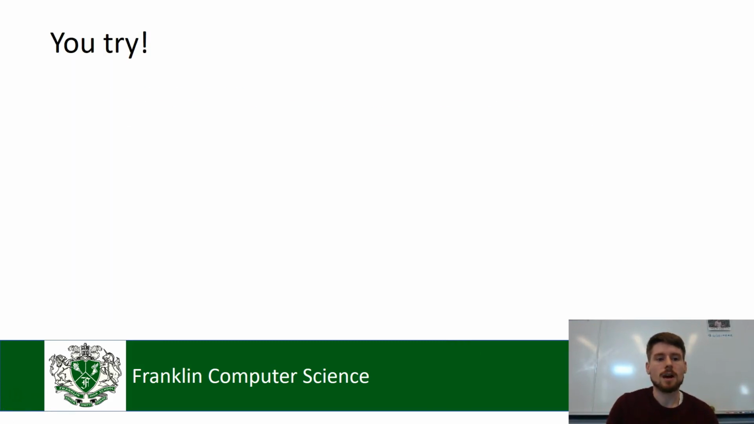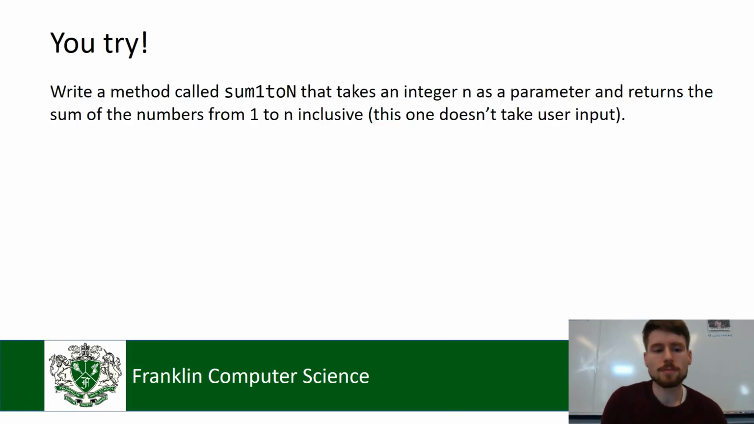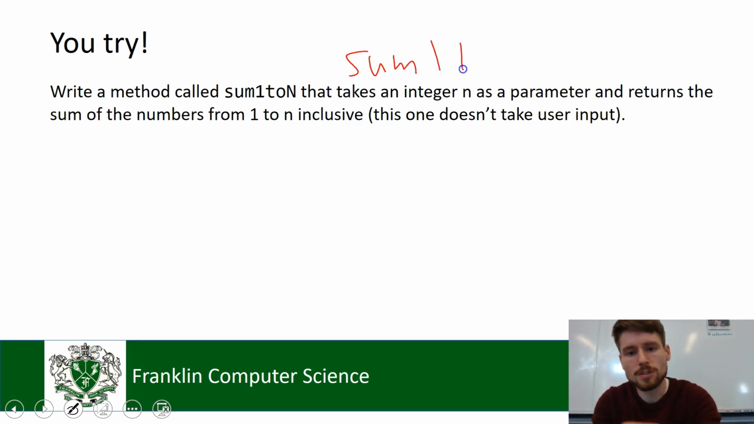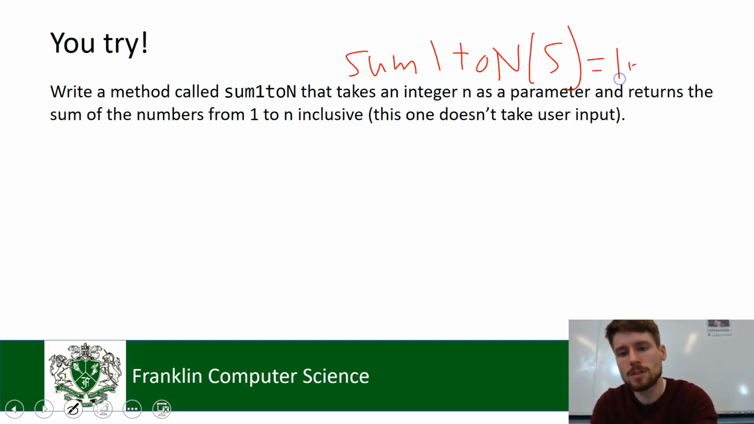Okay. All right, so here's a little test method for you. Try writing a method called sum 1 to n. So it takes one parameter, an integer, and then returns the sum of the numbers from 1 to n inclusive. So say I did sum 1 to n of 5. If we were to plug in 5, then that's going to be 1 plus 2 plus 3 plus 4 plus 5.